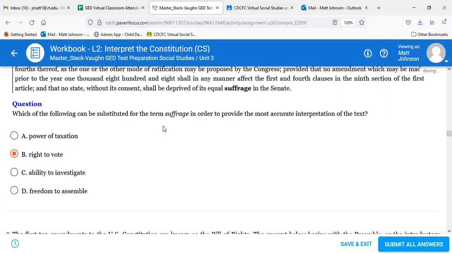We've counted that word a few times, right? We talked about women's suffrage movement. We talked about suffrage for African Americans after the Civil War. So anytime you hear suffrage, it's dealing with voting or the right to vote. B as in boy, number 8.